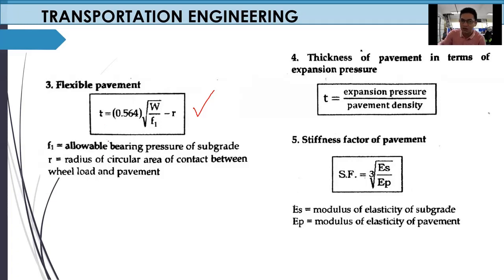So F1 natin, allowable bearing pressure of subgrade. Then R would be radius of circular area in contact between wheel load and pavement. Then number 4 natin, that is thickness of pavement in terms of expansion pressure.